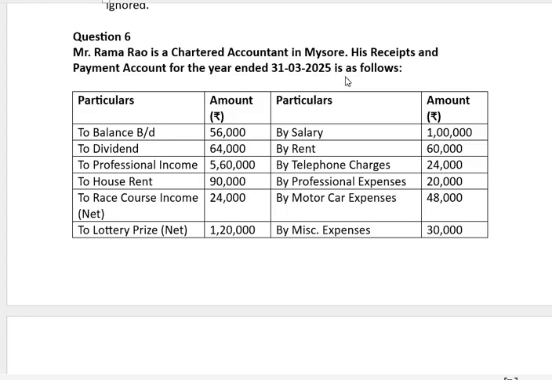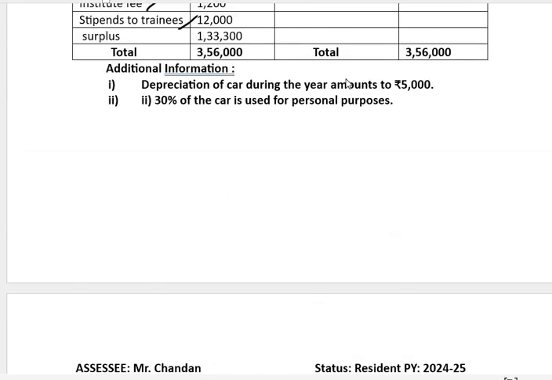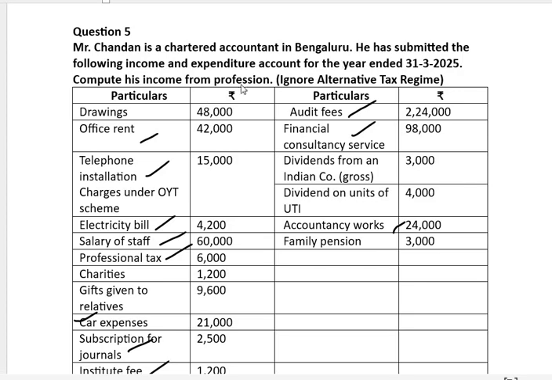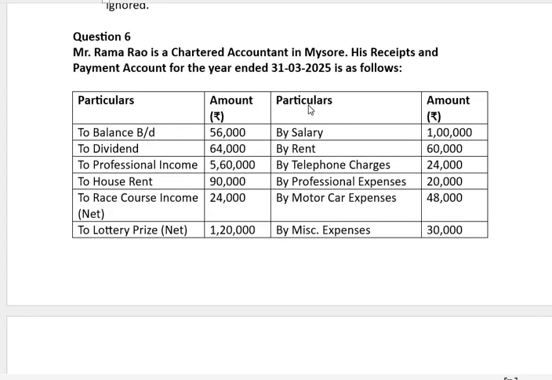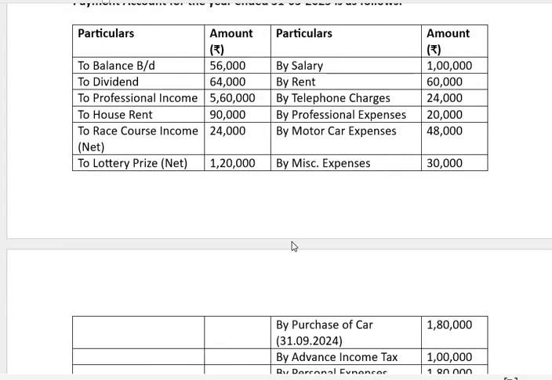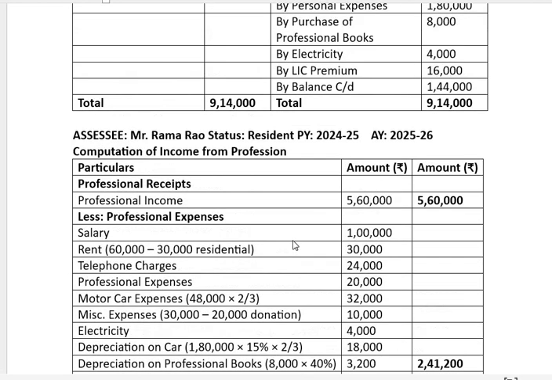31/3/2025 is given below. In the previous sum that we have already discussed in the previous video, they gave you an income and expenditure account, and in this question number 6, they have given you a receipt and payment account. So this is the receipt side, and this is the payment side. So receipt amount, payment amount, and we have to, as usual, go with adjustments.